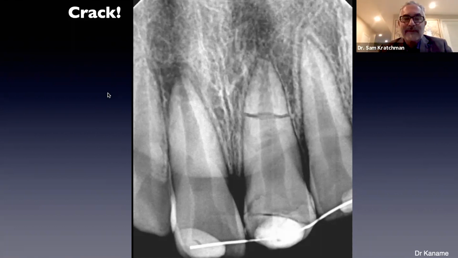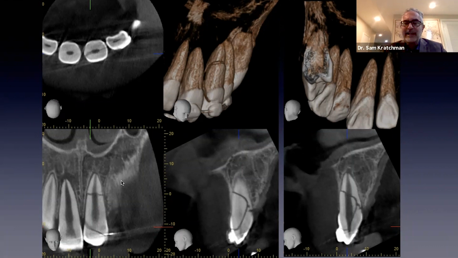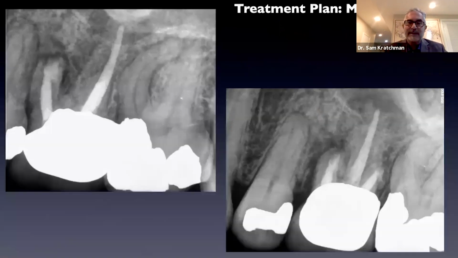I said, let's not be fooled. Let's take a cone beam. We took a cone beam and look at this. The crack was not as innocent as it appeared in the periapical film, but really wrapped itself around the entire tooth. And if we do nothing here, the poor kid's going to lose bone in this area and get infected. This is going to become a much more difficult situation to deal with. So unfortunately, we had to tell the mother that this poor boy has to have this tooth extracted, wear a flipper until he's an adult, and then eventually we'll get an implant there.